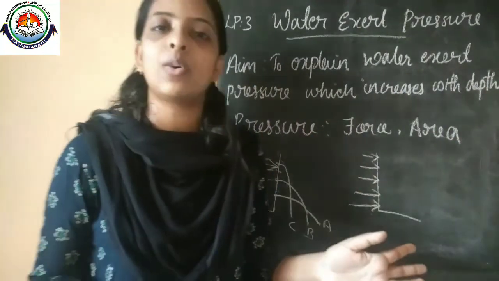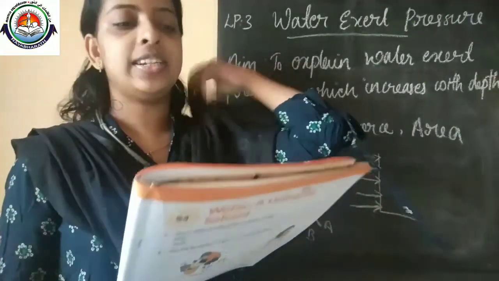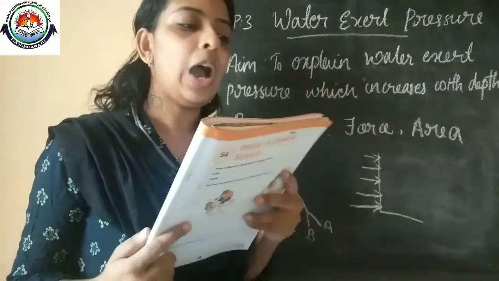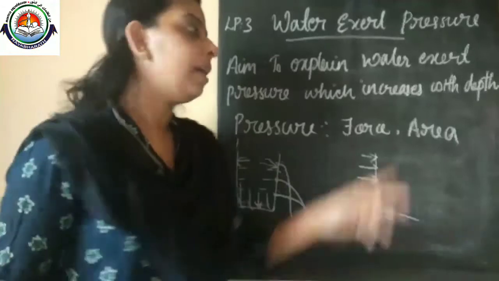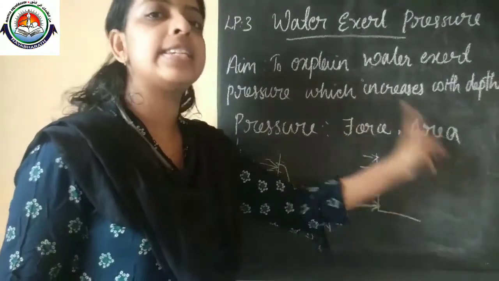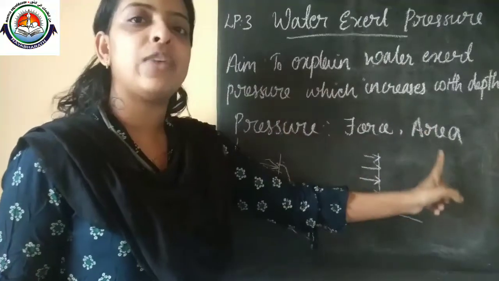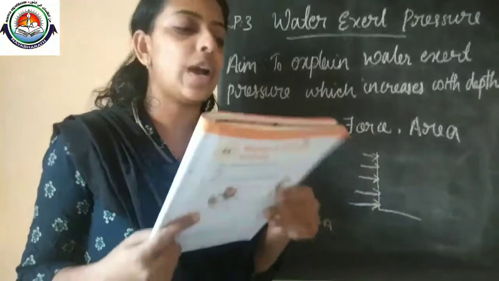Now we can discuss our worksheet S3, and the first question: how is pressure related to the area in contact with it? Pressure and area, that relation we already discussed. When area increases, pressure decreases, and when area decreases, pressure increases. So like that you have to write.